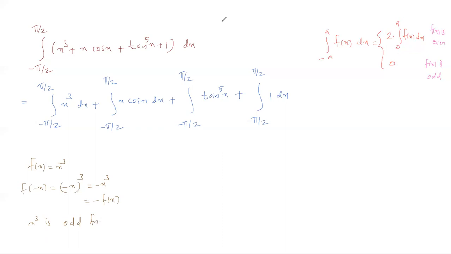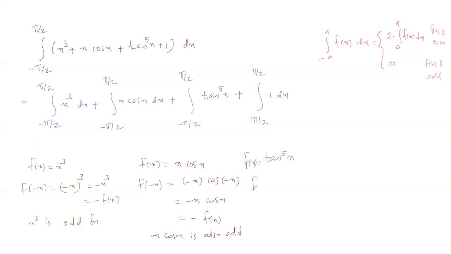Then next, f of x is equal to x cos x. F of minus x is equal to minus x into cos of minus x. Cos of minus x is the same as cos x. That is minus of f of x. That means x cos x is also an odd function. Then tan to the power 5x is your f of x in the third function. F of minus x is tan of minus x to the power 5. Tan of minus x is minus tan x, to the power 5. So that is minus of f of x. That implies tan to the power 5x is odd.